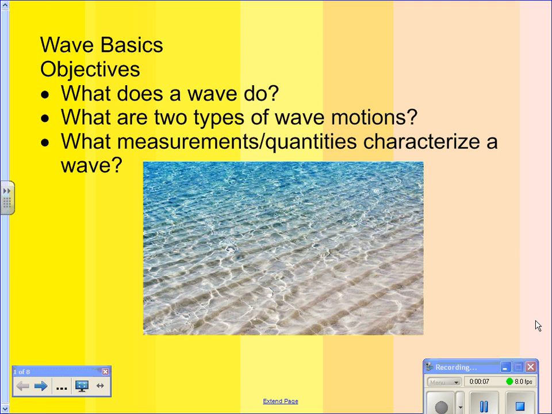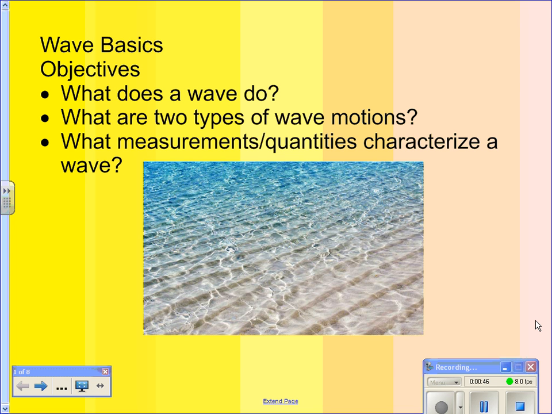Once again, we are here for what we hope to be a quick video lecture on the basics of wave characteristics. What do we need to know about waves, all waves, to move forward and study these things in more detail? So our objective today is going to be to figure out, first of all, what does a wave do? If a wave has a job description, what do all waves do? We talk about sound waves, light waves, seismic waves, water waves. They're all waves because they all behave similarly. We also want to know what are the two types of wave motions. So we classify waves mostly into two different types, and what measurements or quantities characterize a wave.